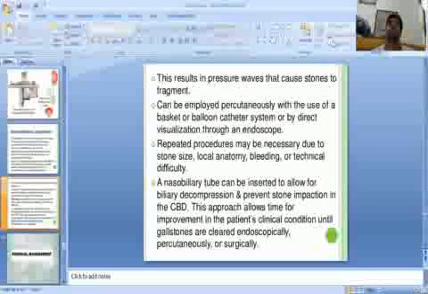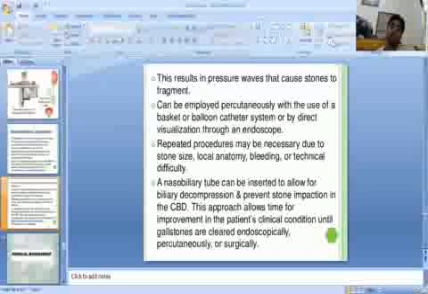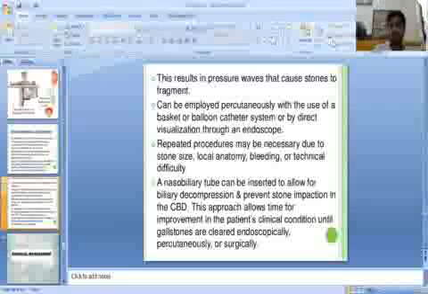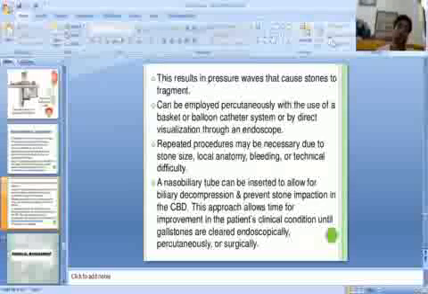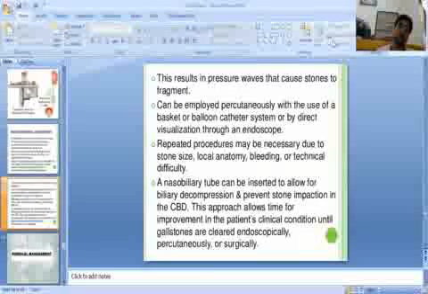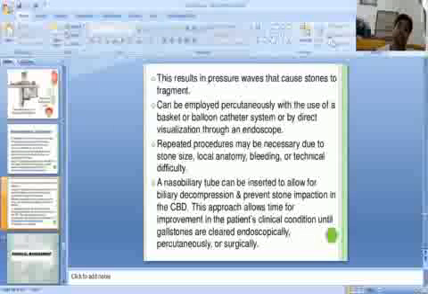It can be employed percutaneously with the use of a basket or balloon catheter system, or by direct visualization through an endoscope. Repeated procedures may be necessary due to stone size, local anatomy, bleeding, or technical difficulty. A nasobiliary tube can be inserted to allow biliary decompression and prevent stone impaction in the CBD. This approach allows time for improvement in the patient's clinical condition until gallstones are cleared endoscopically, percutaneously, or surgically.